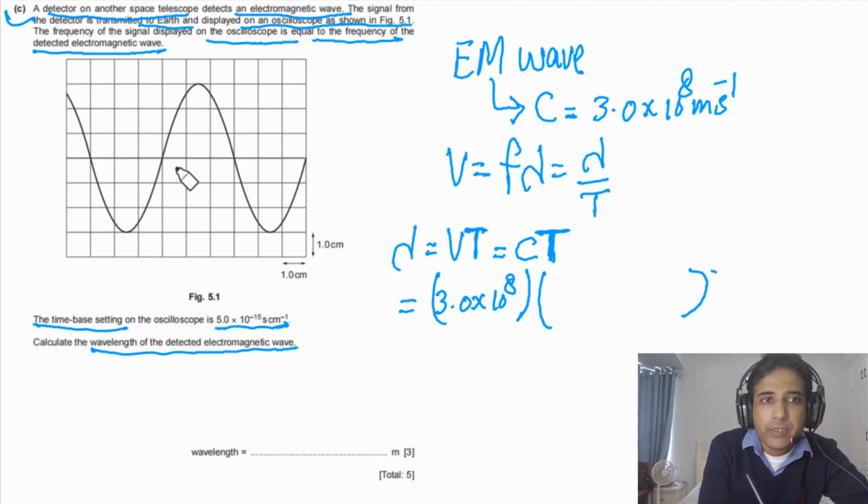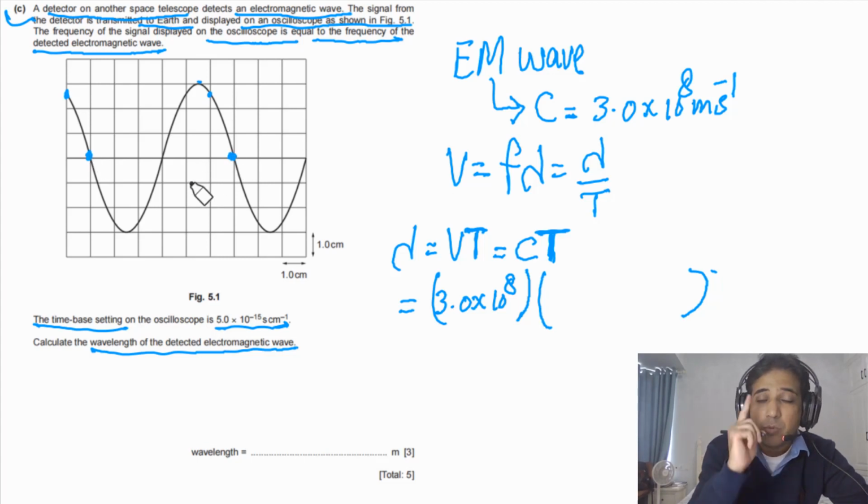So how can we find the value of time period? At this point we can take, it's more convenient, this point here. You can see this point, you can take this point, or you can take this point, or this point.